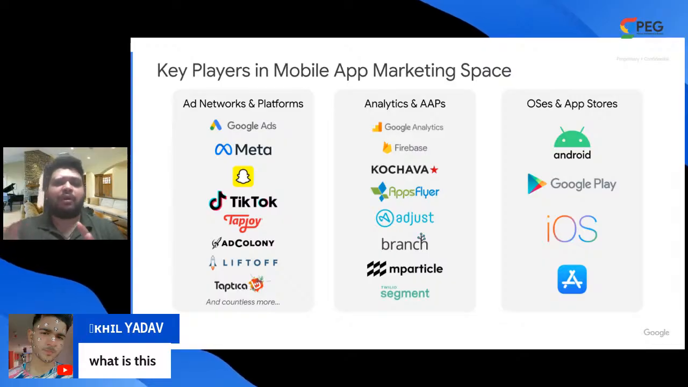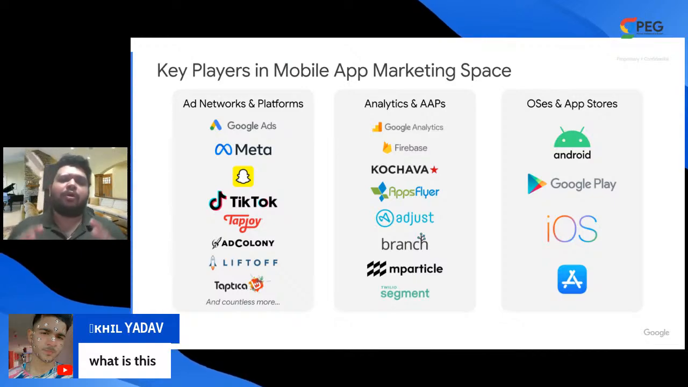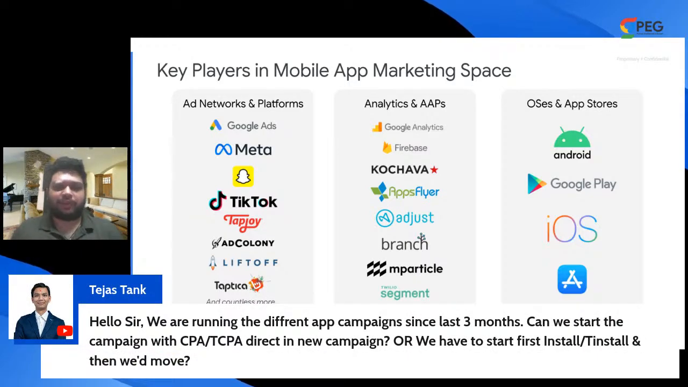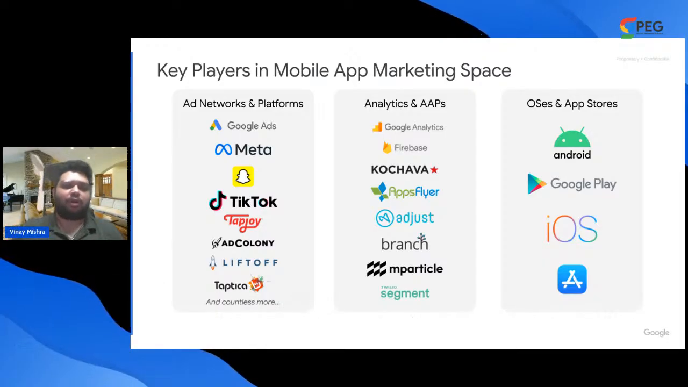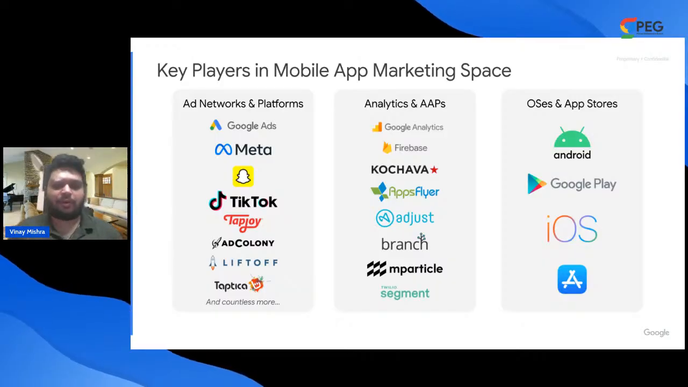In terms of tracking this part, we have your app attribution partners, which will help you track, which is your Google Analytics or Firebase. Then we have third-party app attribution partners coming into the picture, which are Kochava, AppsFlyer, Adjust, Branch, and so on, as you can see on the screen. And the operating systems that you're dealing with here are Android, which is available on the Google Play Store, and iOS, which is on the App Store.